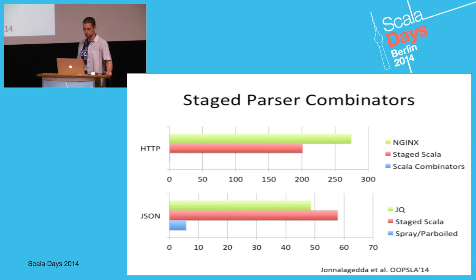We can also do JSON parsing here, and here we're actually a lot faster than JQ, which is an optimized C framework for doing JSON parsing. And you can also see that we are quite a bit faster than Spray and Parboiled and other Scala frameworks here.